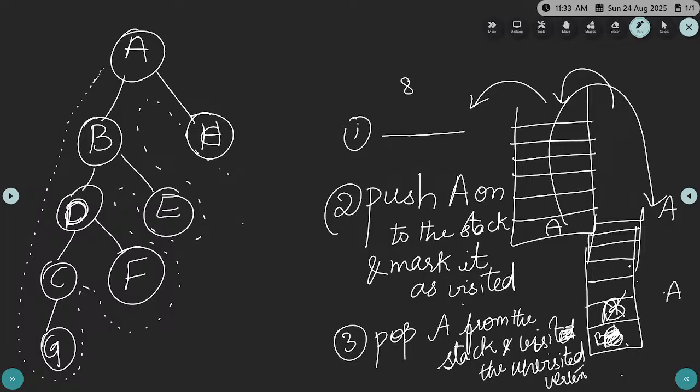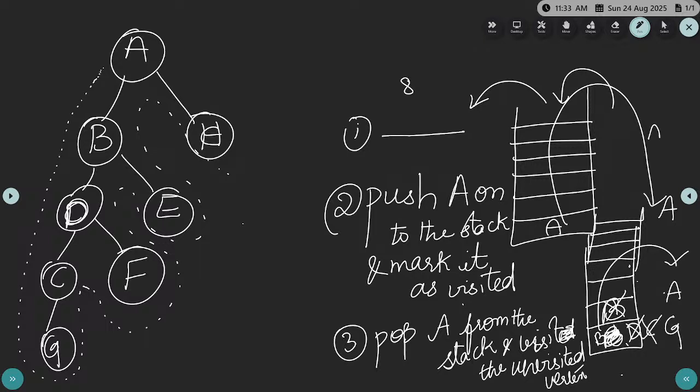Next, the adjacent node for B, there is no adjacent node on the right side, because we have to go depth wise. Next the node is what? D. So I am going to pop B from the stack, then D will come onto the stack. Then next C will come onto the stack, then G will come onto the stack.